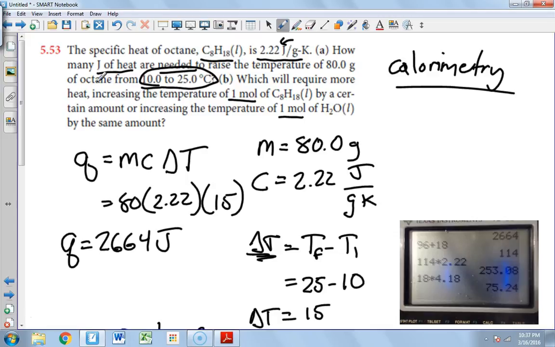5.53. Okay, so I'm going to leave the philosophical stuff for part B out of it. Okay, so that's 5.53, which shows how to do a calorimetry calculation.